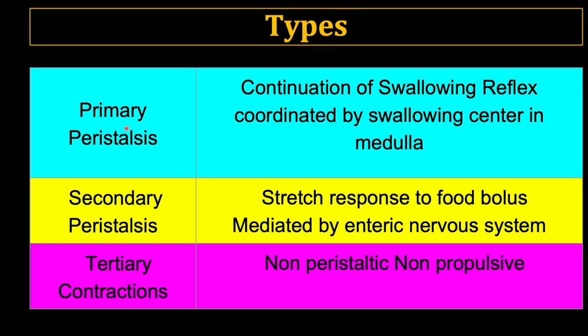The primary peristalsis begins from the swallowing reflex. It is coordinated by the swallowing center located in the medulla. Secondary peristalsis begins as a stretch response to the food bolus. It is mediated by the enteric nervous system located locally. Tertiary peristalsis, also known as tertiary contractions, is non-peristaltic in nature and non-propulsive. They are predominantly pathological in nature and suggest some underlying motility disorder.